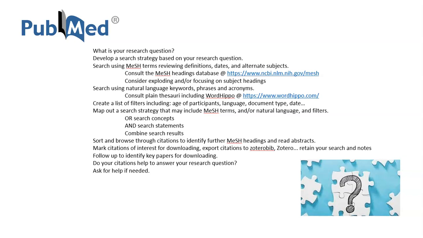So as we did, we created a list of filters to use, put boundaries around our age, our language, our document type, or one of several filters or boundaries that you can put around your research. You want to map out your search strategy using the MeSH terms, you can't avoid them, or your natural language and all the filters that you could use, you OR search concepts, you AND search statements, and then you combine the results like we showed in PubMed as well.